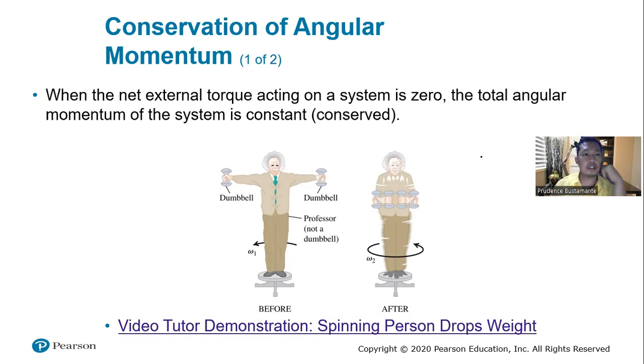When the net external torque acting on a system is zero, then the total angular momentum of the system is conserved. Meaning, if you have an initial angular momentum, which is moment of inertia 1 times omega 1z, this is equal to I2 omega 2z. We can prove that. Say, for example, the net external torque is equal to 0.